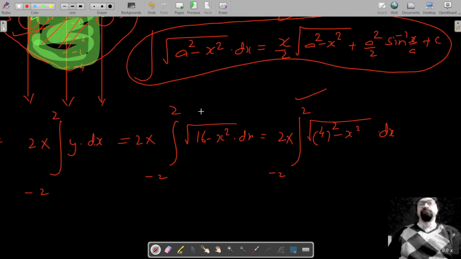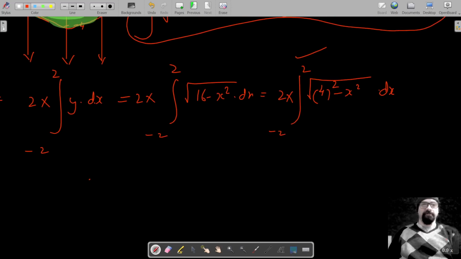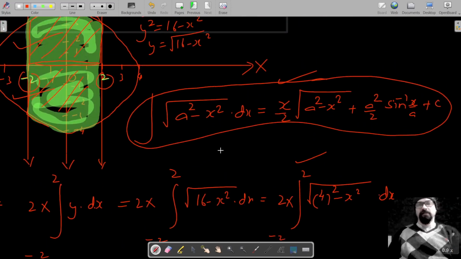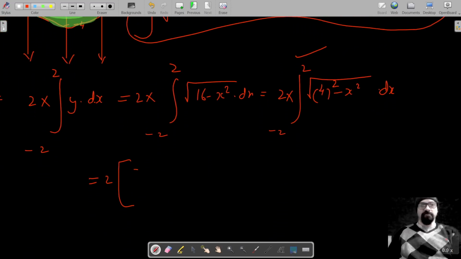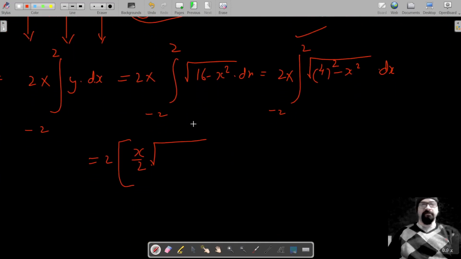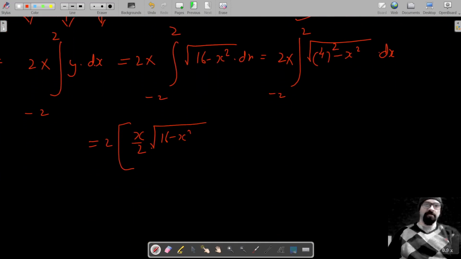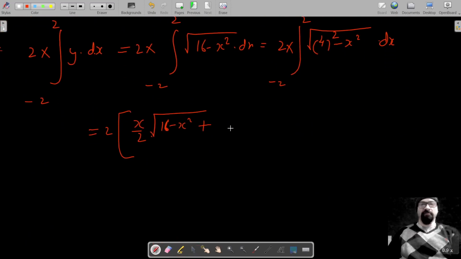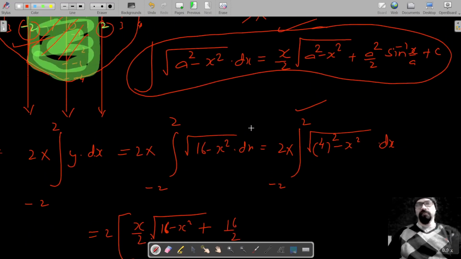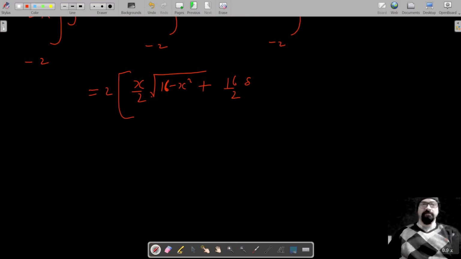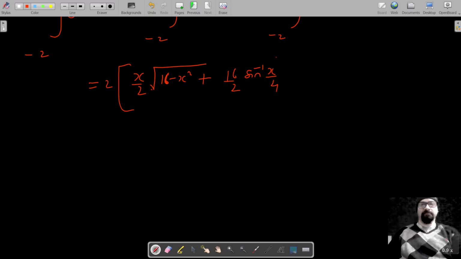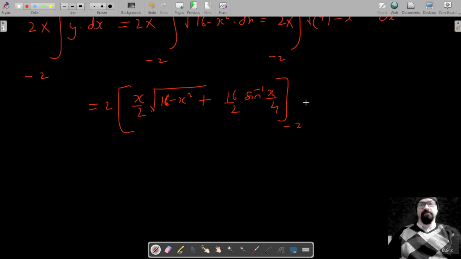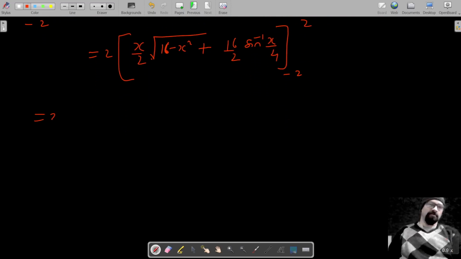Okay. Let's use this formula. So this is going to be 2 into x by 2 under root a square minus x square, which would be 16 minus x square, plus a square by 2, which is 16 by 2 sine inverse x by a. Now a is 4, and this has to be evaluated for the limits -2 to 2. So this is now 2.